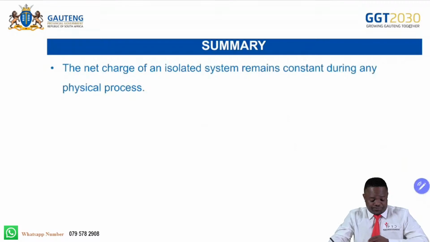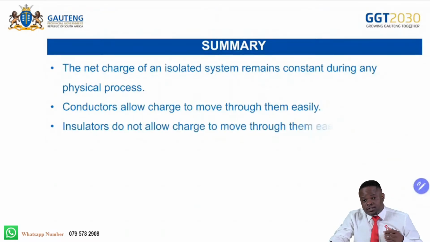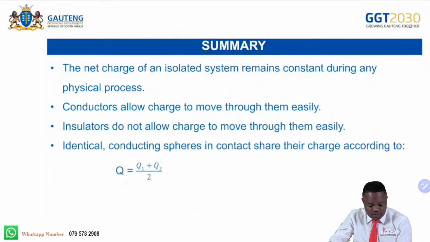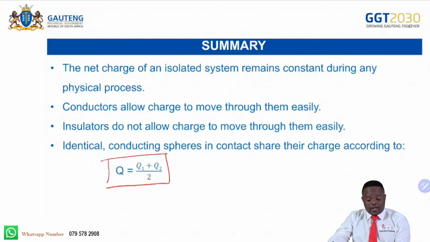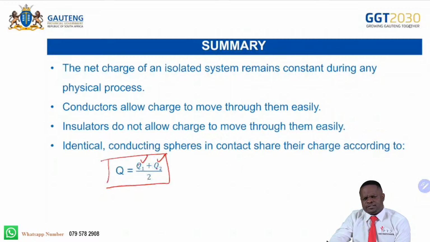Right, welcome back. Remember what we learned today? We spoke about the conservation of charge. We were saying the net charge of an isolated system is conserved, or is actually constant, during any physical process. And we say the conductors allow the electrons to actually flow through them, but the insulators, on the other hand, do not allow the charges to flow through them. And importantly, remember, if you want to calculate the new charge on two identical spheres after contact, the new charge is going to be the net charge divided by 2. That is the sum of the charges divided by 2.